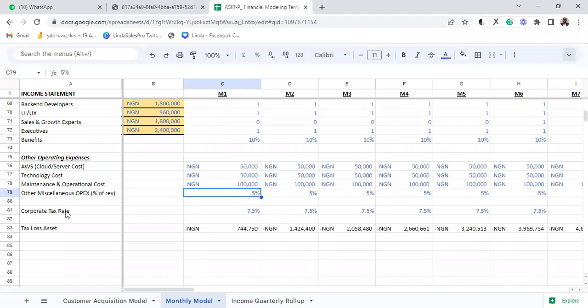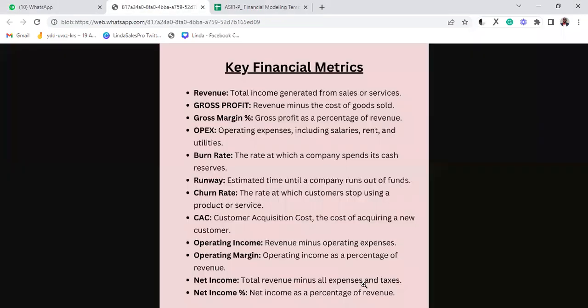The last thing here is tax. Nigeria by law takes 7.5% tax. Remember where your tax comes into play: it comes into play when you talk about your net income. Your operating income has to do with your revenue minus your expenses.